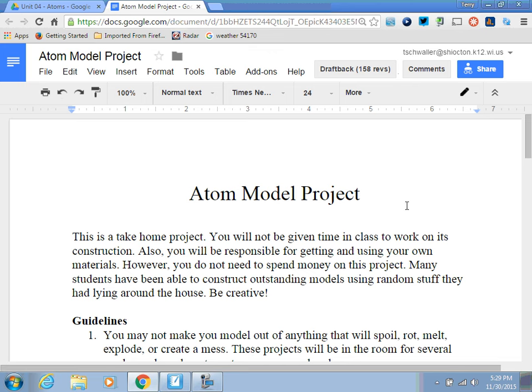However, it's not something that you need to spend money on, go to the craft store, buy a bunch of stuff. I have put out some example atom models in the middle part of the lab area. You can go and take a look at some of the things that people have used in the past. So be creative. Use some junk that you have lying around the house, things that you might have multiple pieces of, and see what you can come up with.